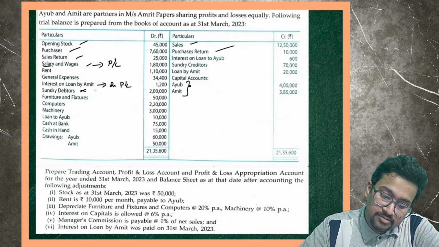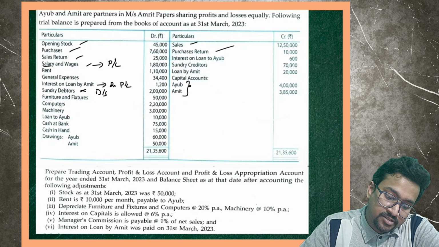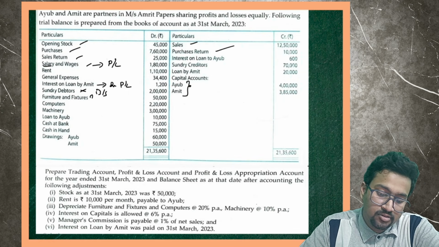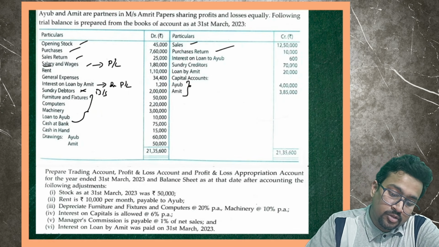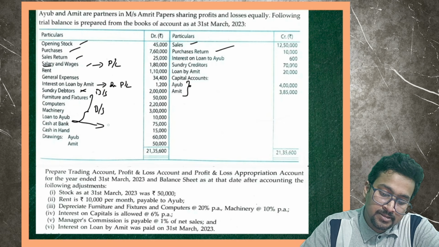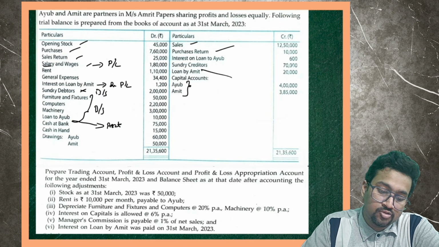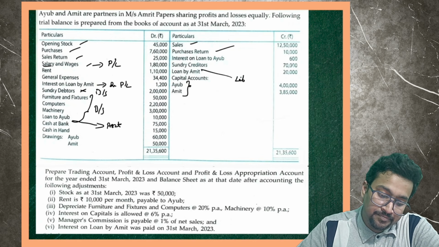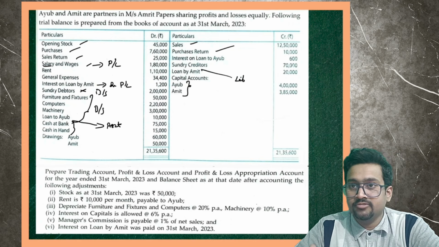Sundry debtors, this will go to the balance sheet. Then furniture, fixtures, computer, machinery, and loan to Ayub. Okay, all this will go to the balance sheet. However, loan to Ayub, like we have given the loan to Ayub, means this will be an asset, and loan by Amit, for which we just paid the interest, this is our liability. Then bank, cash, all this will go to the balance sheet.